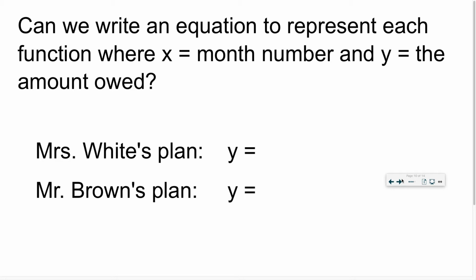Okay, let's write an equation now. For Mrs. White's plan and Mr. Brown's plan, what do we need in order to write an equation for those functions? Your constant rate or slope and your initial value or your y-intercept. Okay, so we need the slope of the line and the y-intercept. I like how you used both terms: the initial value is the same as the y-intercept, and the rate of change is the same as the slope.